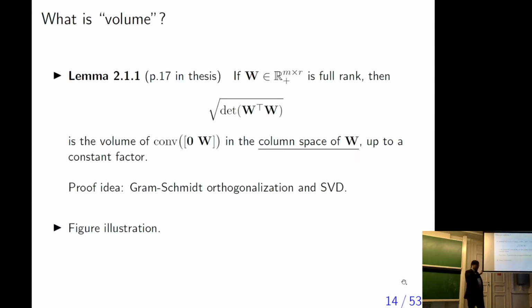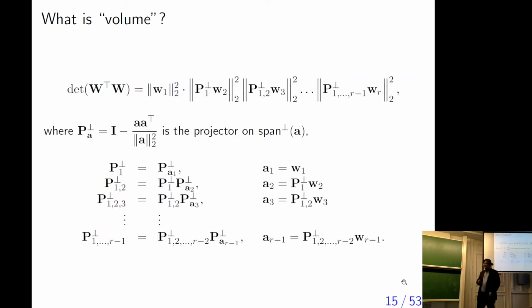So then you will have a question, what is volume? Well, there's a theorem saying that the square root of the determinant of the Gram matrix is actually the volume of the convex hull of W times H in the column space of W, and so on. So what does it mean? Basically, it means the following. You can think of it like this. Let's suppose you have some columns of W. You want to find the volume.